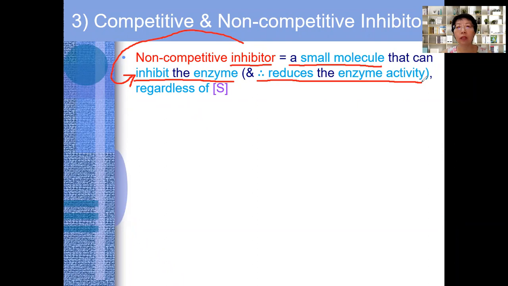So inhibit enzyme, causing the enzyme activity to reduce. So you can guarantee you get 1 mark, just in case they decided not to give a mark for this because you use back the word inhibit. Okay, but you learn, yes, it inhibits, and regardless of substrate concentration. So that is the definition for non-competitive inhibitor: a small molecule which can inhibit the enzyme regardless of the substrate concentration.